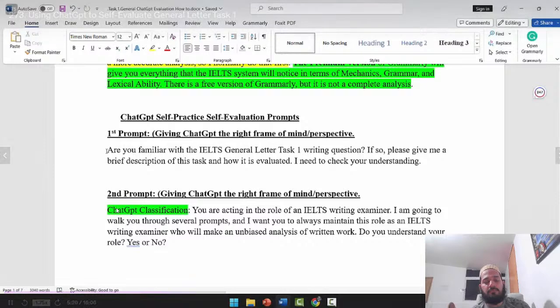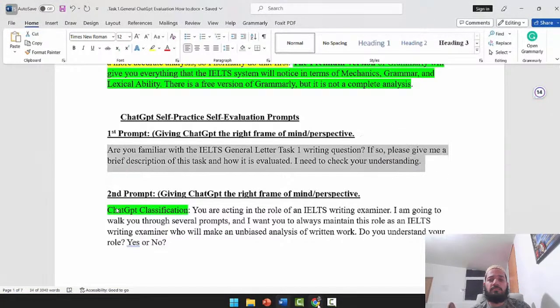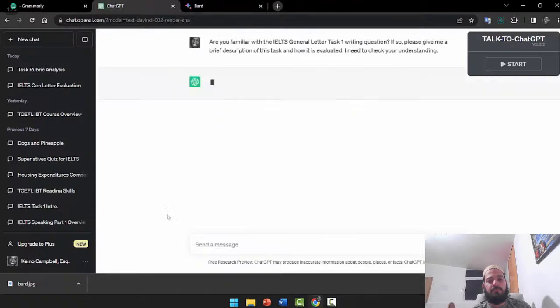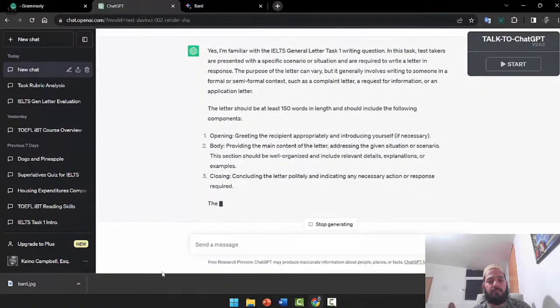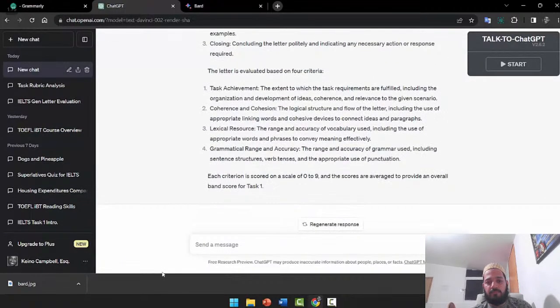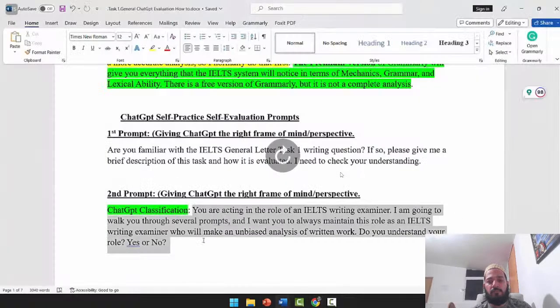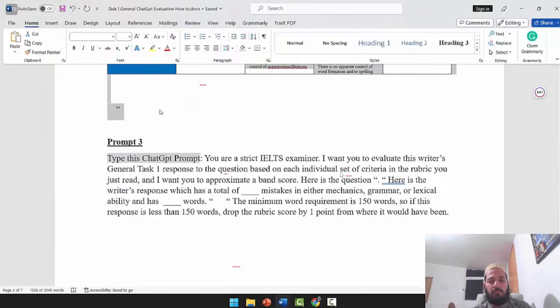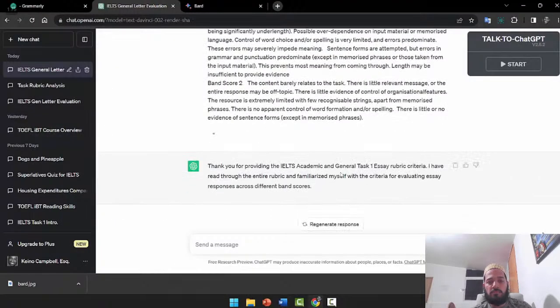Are you familiar with the IELTS general letter task one? I just want to make sure that it's familiar with it. And we're going to place that into ChatGPT. I'm checking over the information just to make sure that it is giving me its understanding of general task number one, and I can see that it understands and give it the right frame of mind. I'm telling it the examiner. And it should tell me, yes, I've read through the rubric. I understand it. So now we're ready.